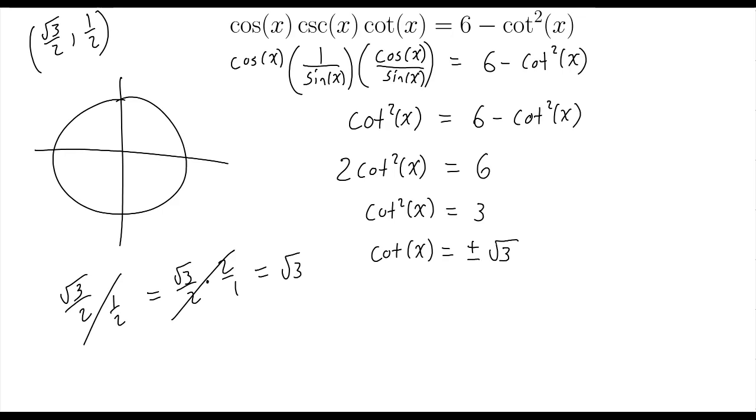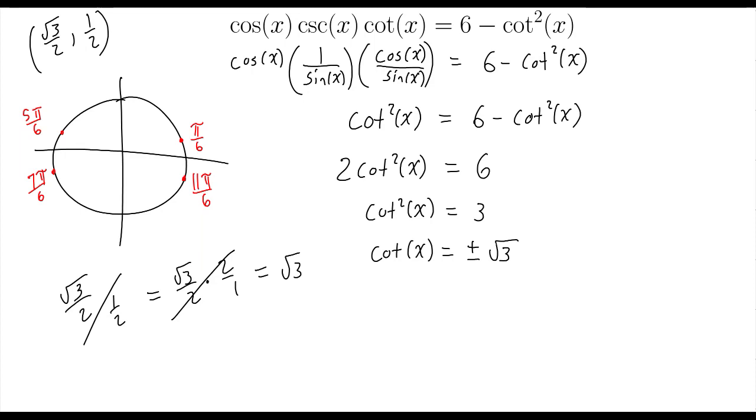So I want the points where cosine is square root of 3 over 2 and sine is 1/2. And that happens at pi over 6. It happens at 5 pi over 6. By the way, I am disregarding the signs, right? It could be positive or negative. Doesn't matter because I need both positive and negative here. Okay, happens at 7 pi over 6. Happens at 11 pi over 6.